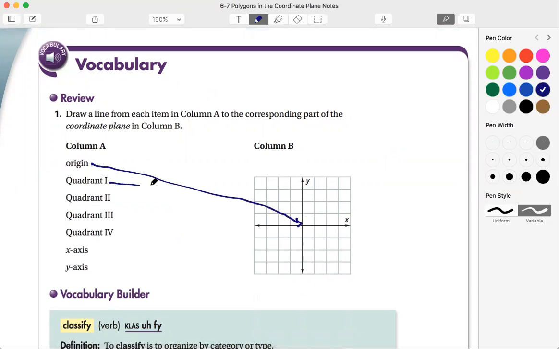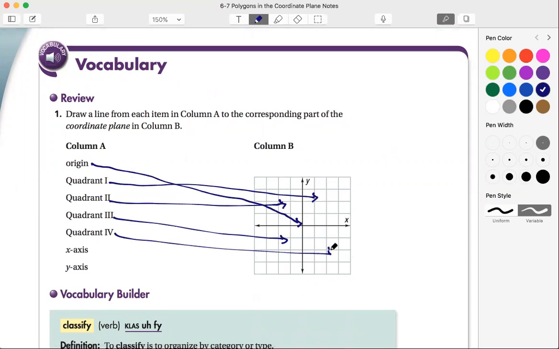Quadrant 1 is right over here. Quadrant 2 is right here. Quadrant 3 is right here. Quadrant 4 is right here. The x-axis is the horizontal line here, and the y-axis is the vertical line here.